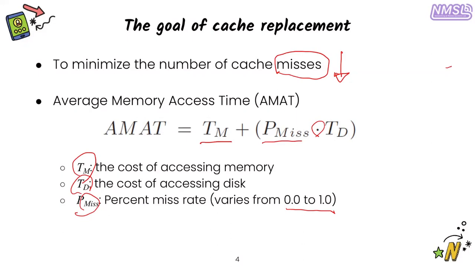Now, if there is a miss, you go grab it from the disk. And if it's a cache hit, you just pay the memory cost. If P sub miss is 0, then you only have the memory term. But keep in mind, if there's a miss, you go grab it from the disk, and then you also have to access the memory. That's why the AMAT equation looks like this.